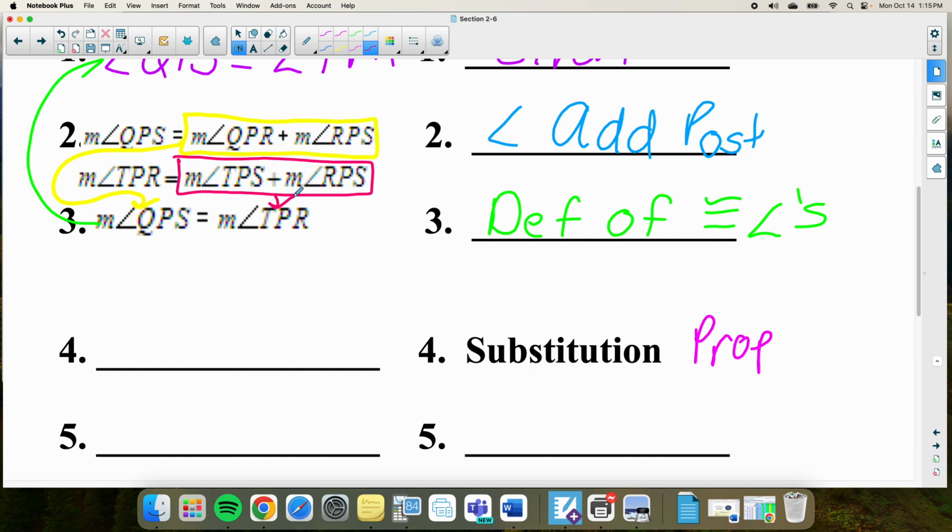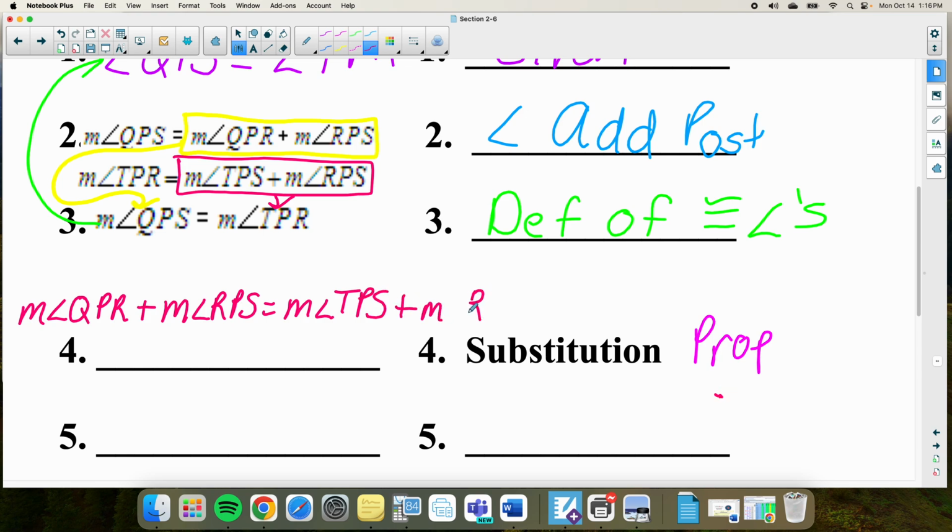So I could pick that TPR out and put that pink box in there. When I do that, what would happen is the yellow box would equal the pink box. So I'd have to kind of write small, but I'm going to write the yellow box first, the measure of angle QPR plus the measure of angle RPS equals the measure of angle TPS plus the measure of angle RPS.